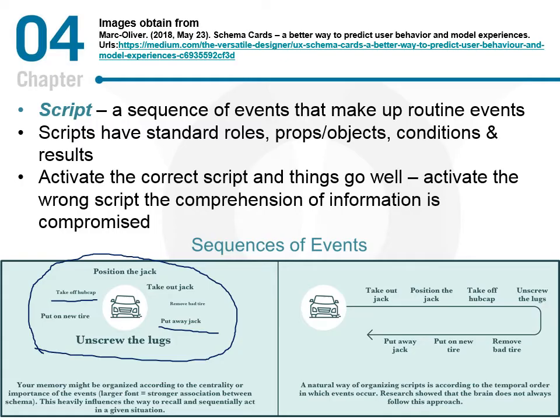What you need to understand beyond just this basic knowledge is actually the series of events that takes place in order to take the car tire off. So we've got to take out the jack, position the jack, take off the hubcap, because if this isn't done exactly this way, we aren't going to get the tire off, or it's going to take us a lot longer to get the tire off. So what we're saying is that you have this schema, a sequence of events, of how to do this.